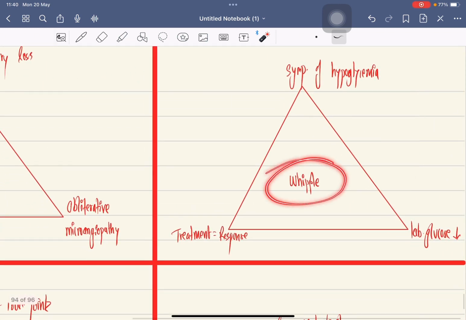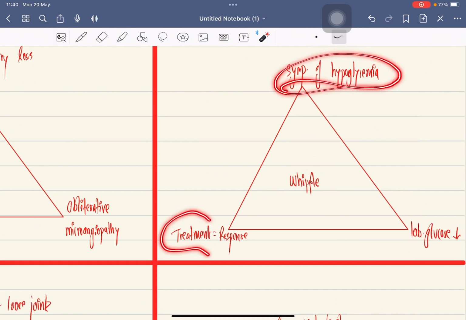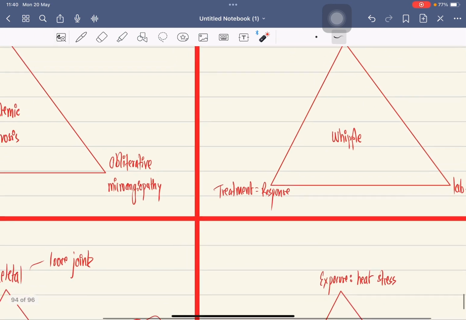Next, we have Whipple's triad. It is the triad for hypoglycemia. There are the symptoms of hypoglycemia, there is a response with the treatment, and there is a low lab glucose.